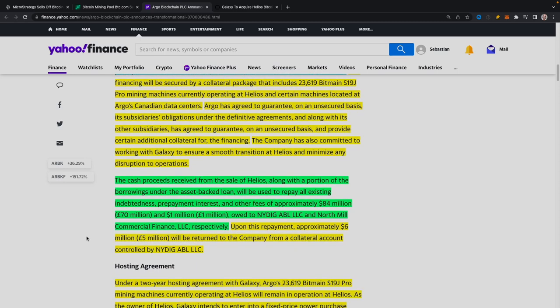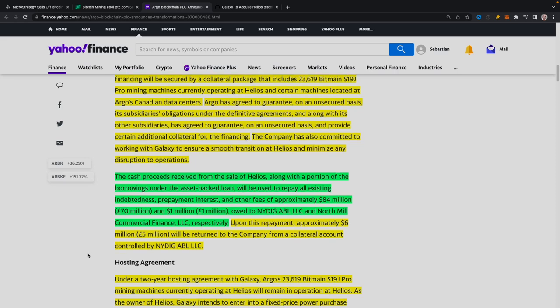The cash proceeds received from the sale of Helios, along with a portion of borrowings under the asset-backed loan, will be used to repay all existing indebtedness, prepayment interest, and other fees of approximately $84 million and $1 million owed to NYDIG and North Mill Commercial Finance, respectively. Upon this repayment, approximately $6 million will be returned to the company from a collateral account controlled by NYDIG. So they're getting some money back for that as well, so that's good there.